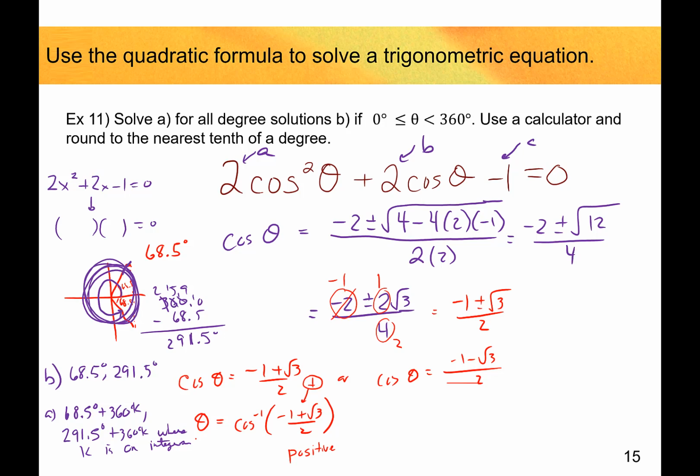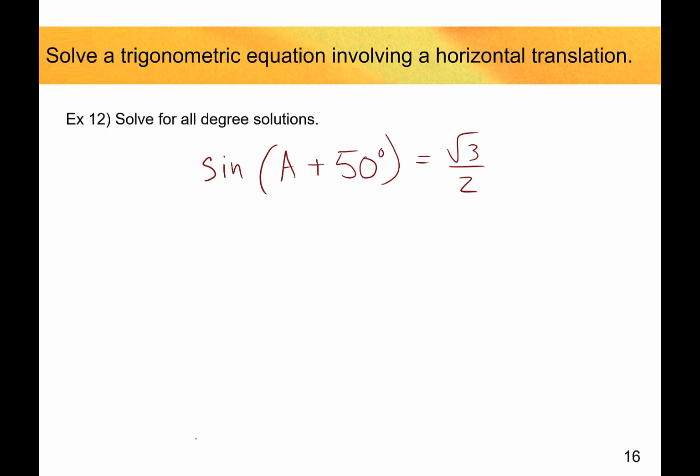This is with the quadratic formula. Two more problems, but they now involve horizontal translations. Let's do one that's a degree measurement, then one that's a radian measurement. So how do you do it where you have not just an angle, it's not sine of A, it's sine of A plus 50, or it could be subtraction of something like that?